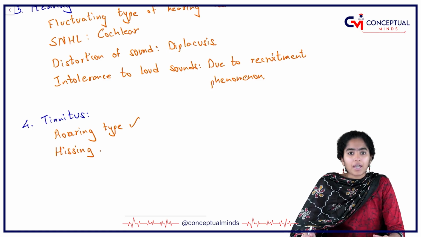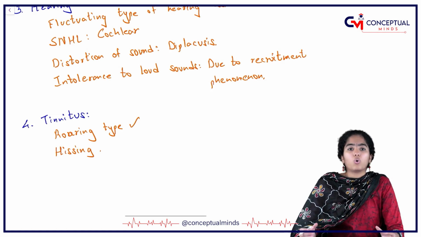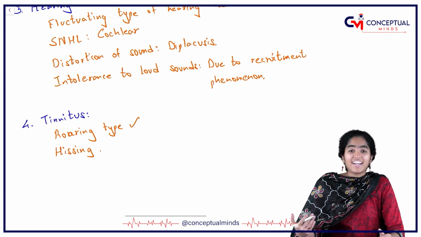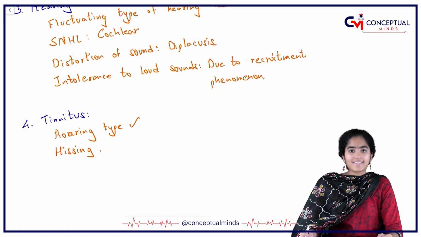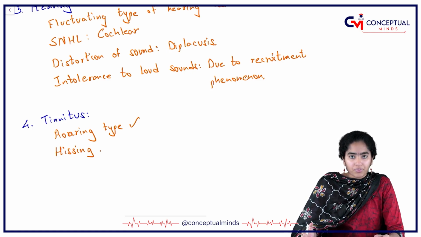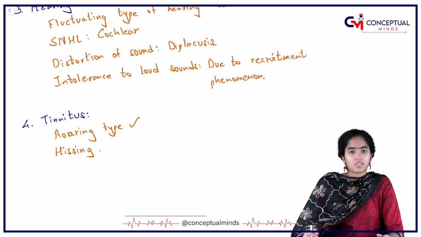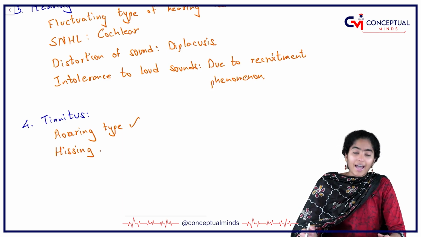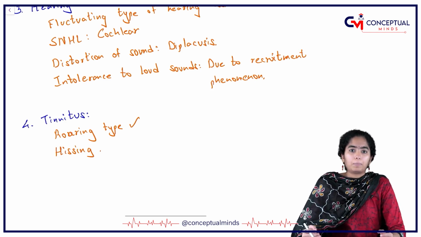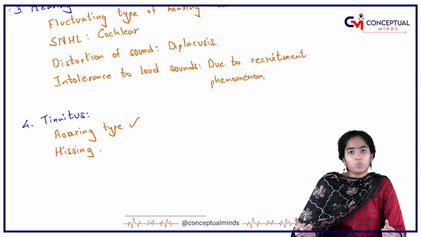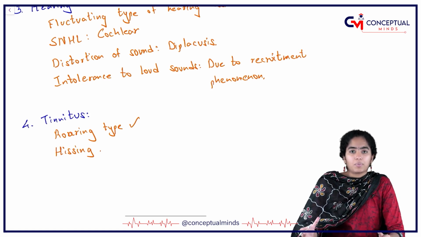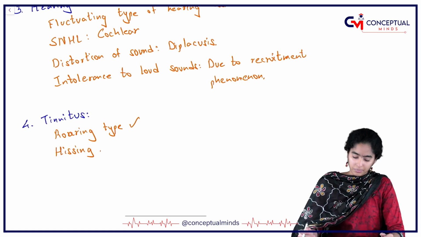And this low-pitched roaring type of tinnitus gets aggravated during an acute attack, that is during an attack of vertigo. And it subsides during the period of remission. As I have told you, in vertigo also, a change in the type and pitch of tinnitus could be a warning sign that an acute episode of vertigo is about to occur.